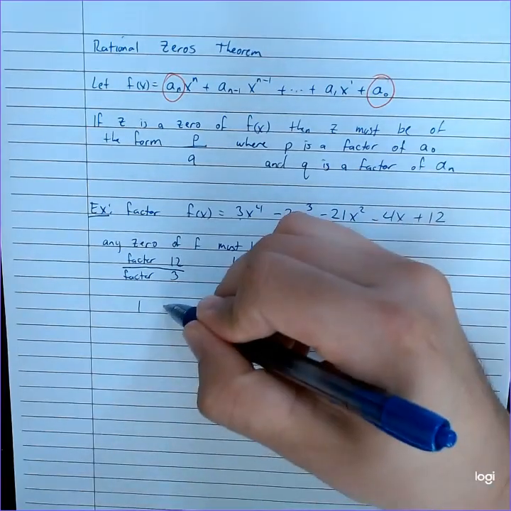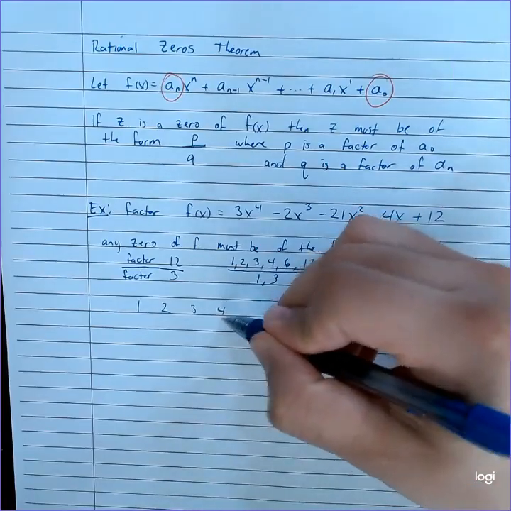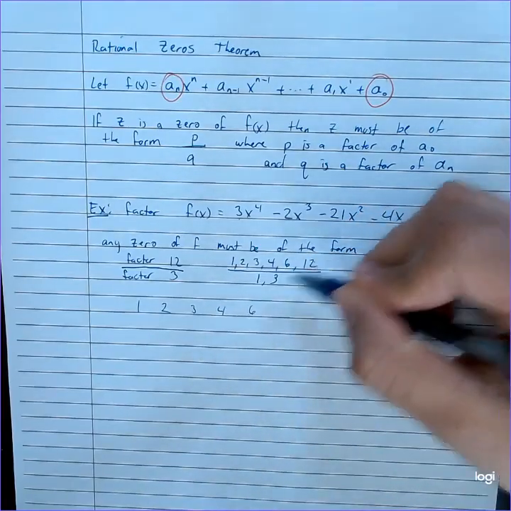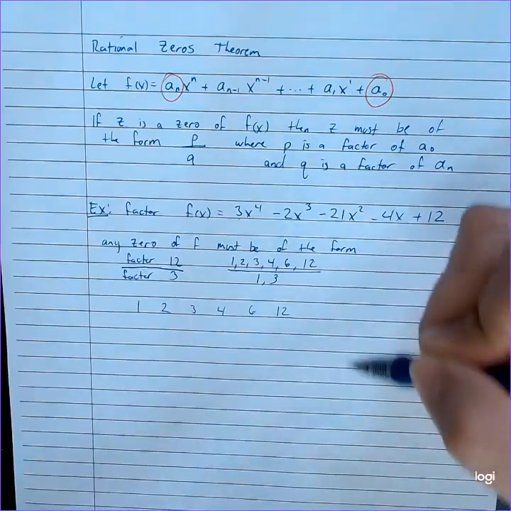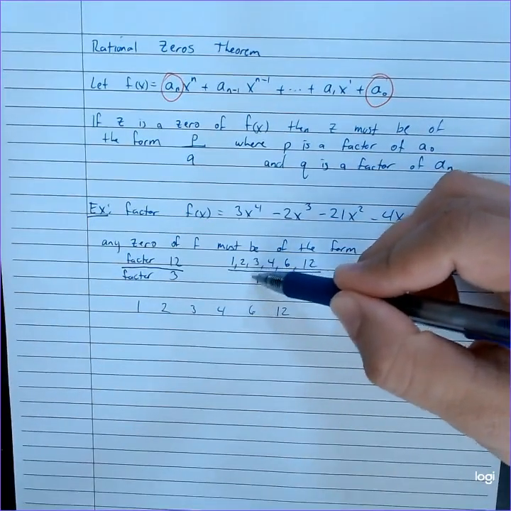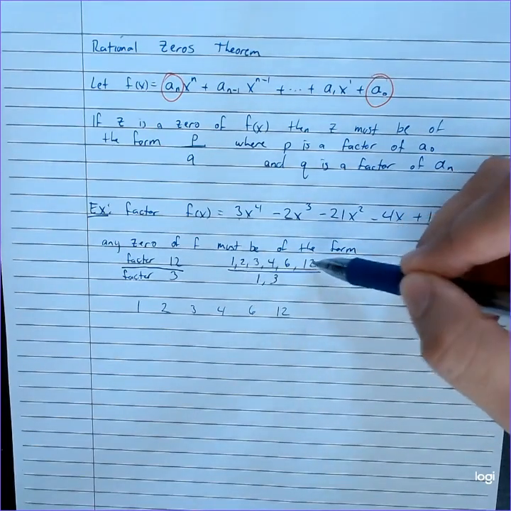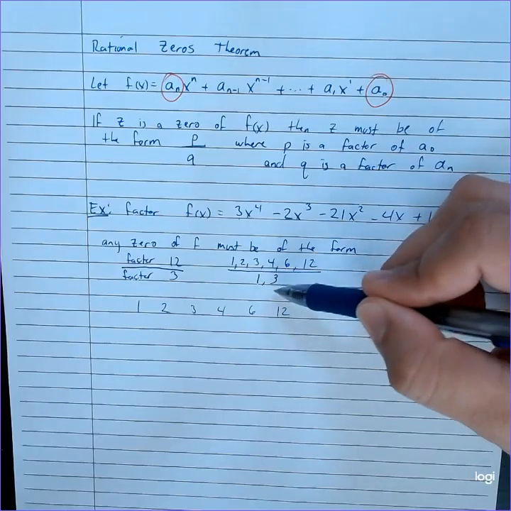2 over 1, 3 over 1, 4 over 1, 6 over 1, and 12 over 1. Notice all I'm doing is making fractions with these as my numerators, and I'm using this one as my denominator. Now let me move on. Let me use these as my numerators, and now let me use this one as my denominator.